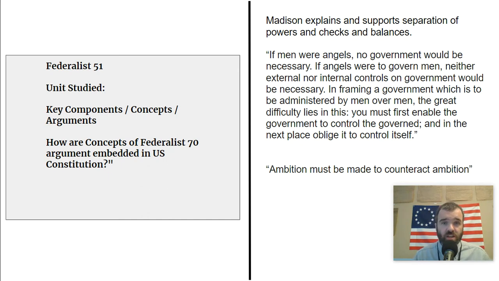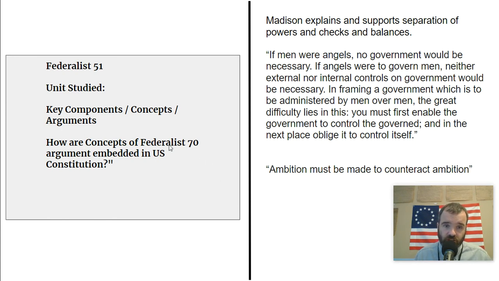Sometimes it functions well, sometimes it doesn't, and that's something we talk about throughout the whole course. We certainly aren't saying, look how perfect the system is, but this is something that is philosophically at the bedrock of the American political system, and Madison discusses it in Federalist 51. We talk about it in our first unit.